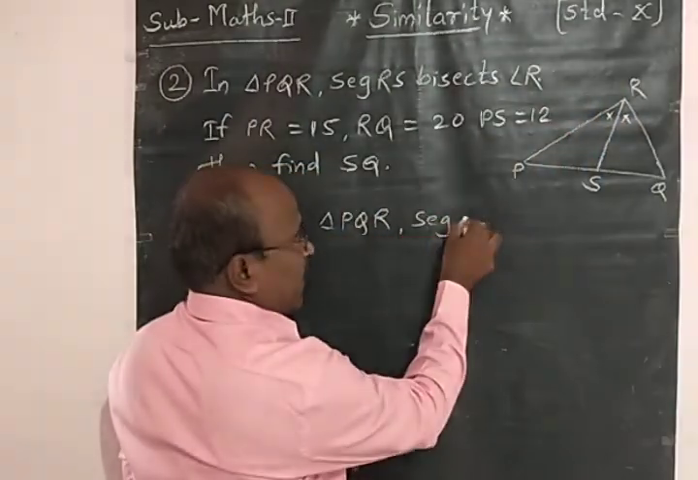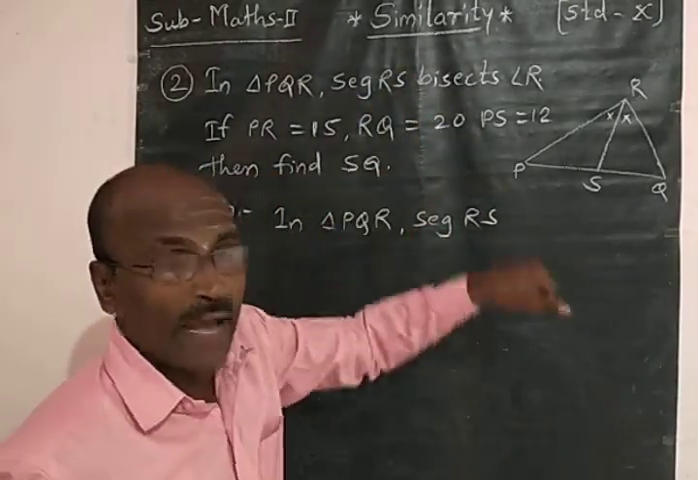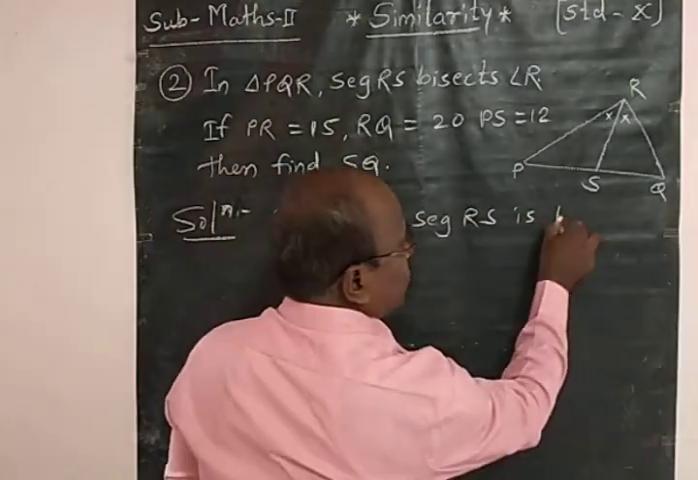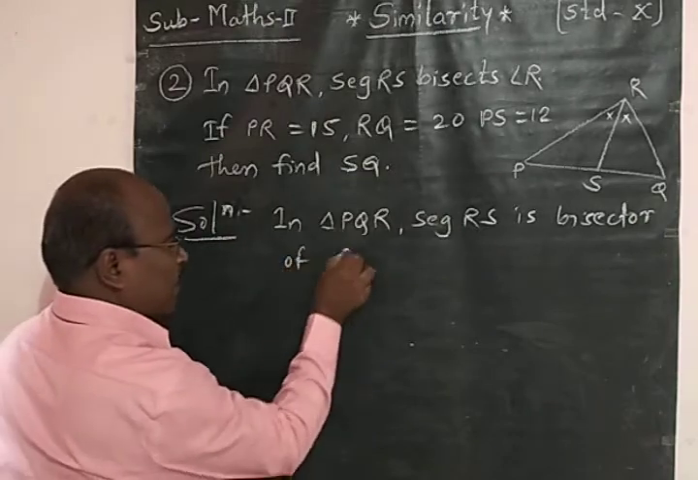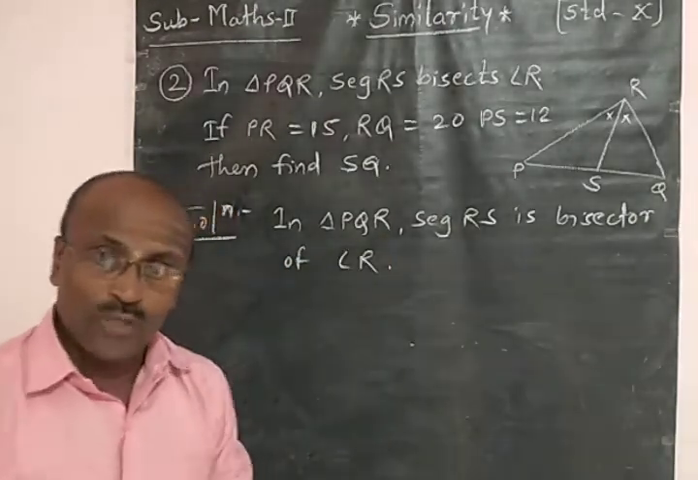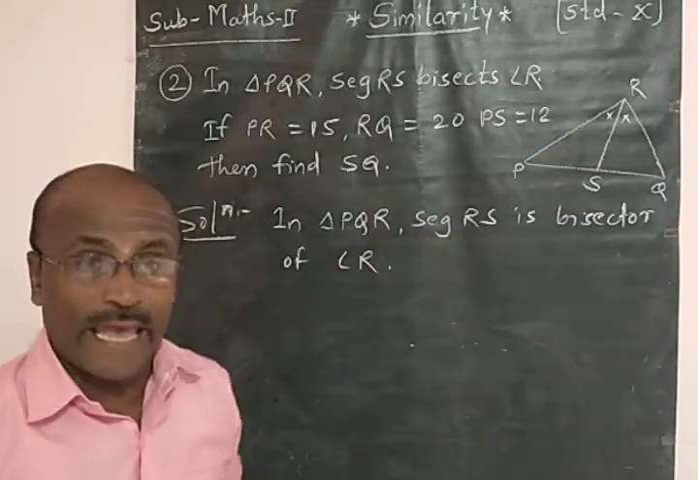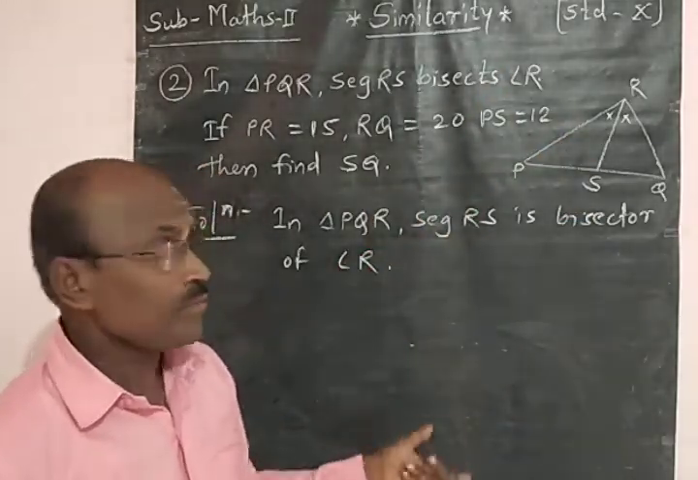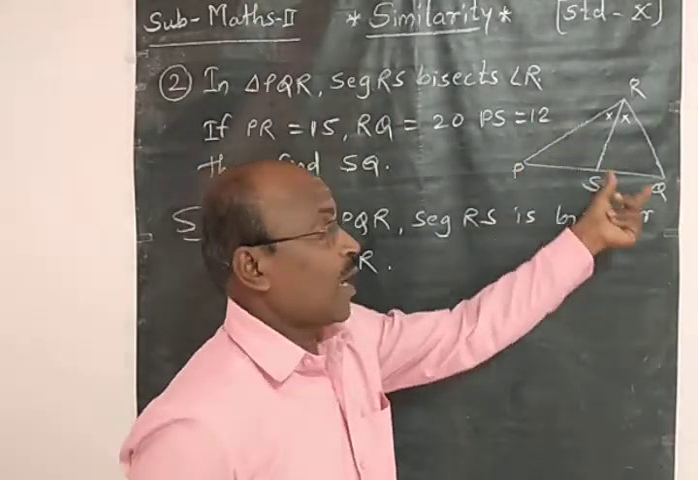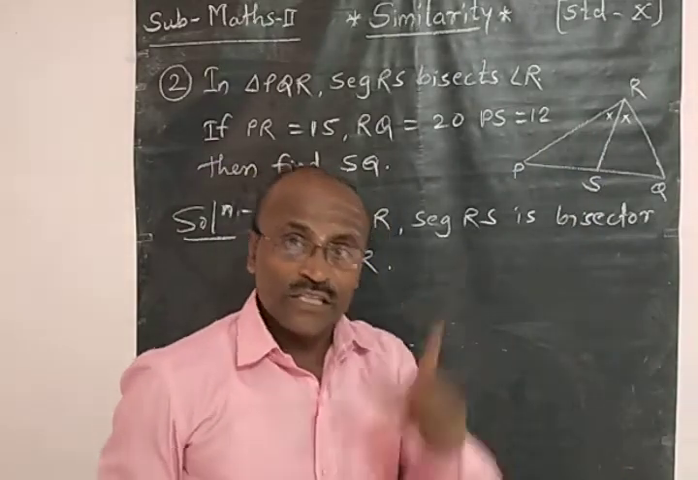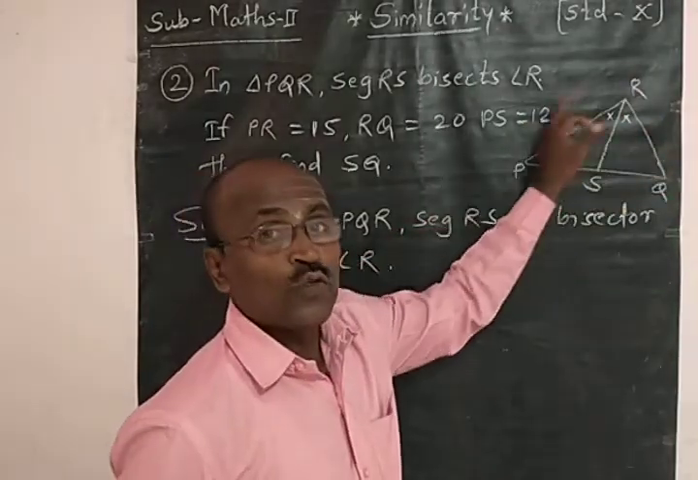Segment RS bisects angle R, means segment RS is a bisector of angle R. Now use the property. What is the property here? The angle bisector of a triangle divides the opposite side in the ratio of the remaining two sides.